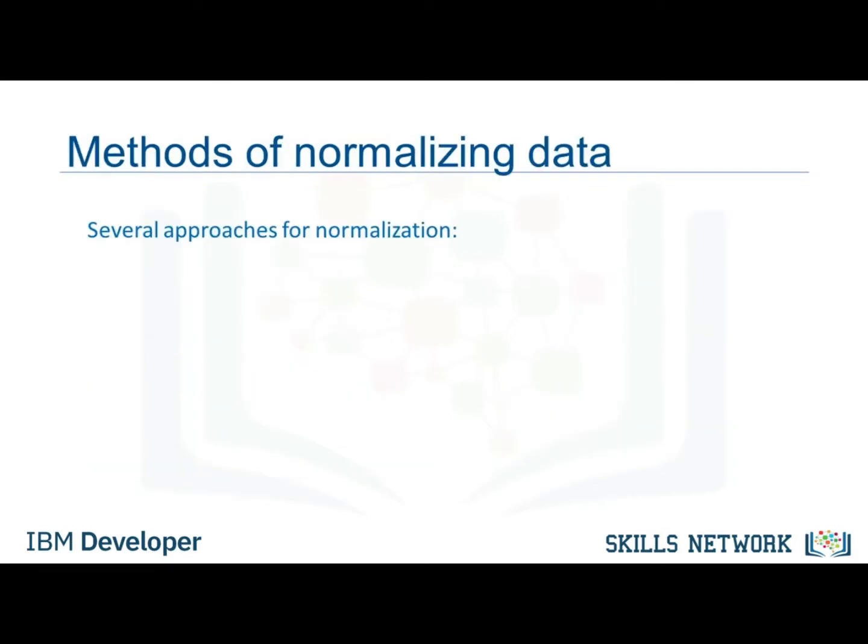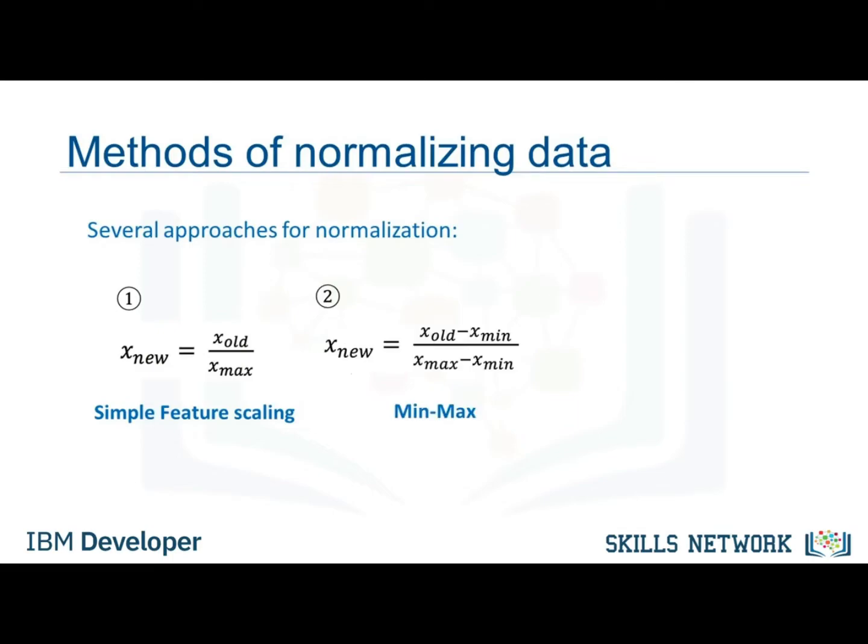There are several ways to normalize data. I will just outline three techniques. The first method, called simple feature scaling, just divides each value by the maximum value for that feature. This makes the new values range between 0 and 1. The second method, called min-max, takes each value x_old, subtracts the minimum value of that feature, then divides by the range of that feature. Again, the resulting new values range between 0 and 1.